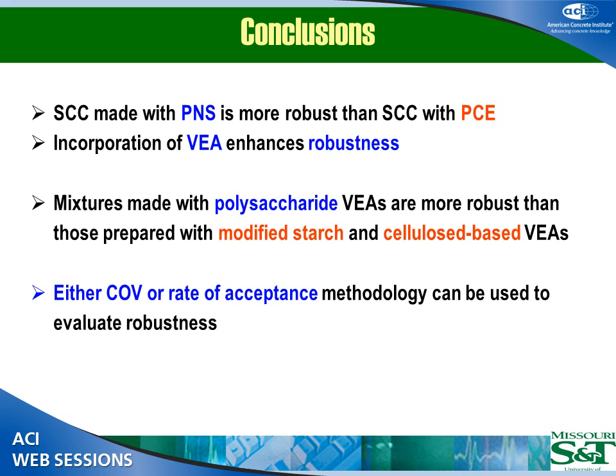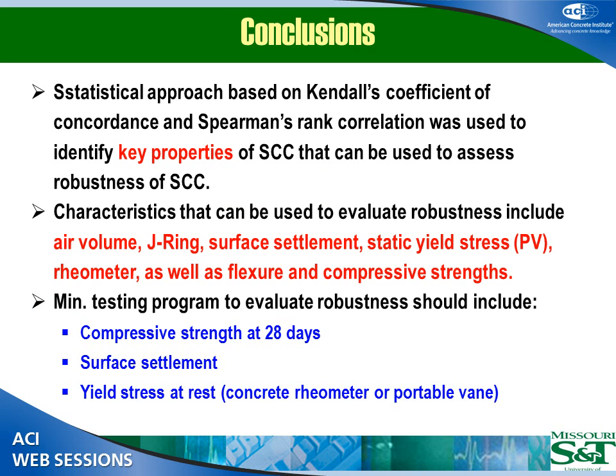From what we've shown today, we can say that SCC mixtures that are already stable but are made with PNS could be more robust than those made with polycarboxylate ethers. And the incorporation of VMA does enhance robustness. And again, I'd like to underline that the VMA was used at very low dosage to enhance robustness and not so much stability, because the mixtures were already stable. Those concretes made with polysaccharide viscosity enhancing agents exhibited greater robustness than those made with either the modified starch or the cellulosic-based admixture, the HPMC. And either the coefficient of variation approach or the rate of acceptance approach could be used to determine the robustness of the concrete.